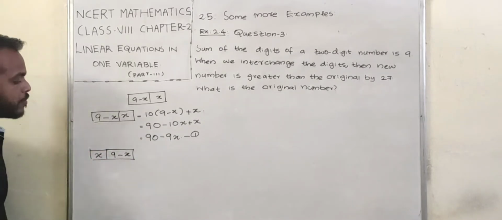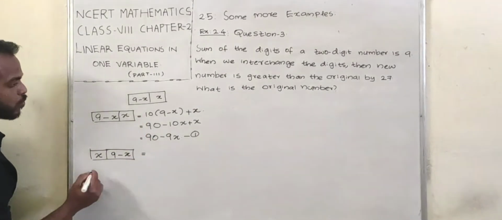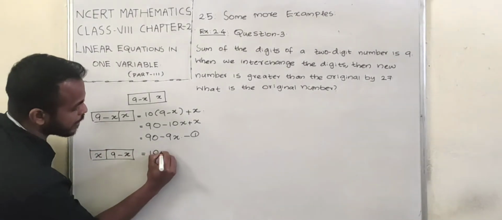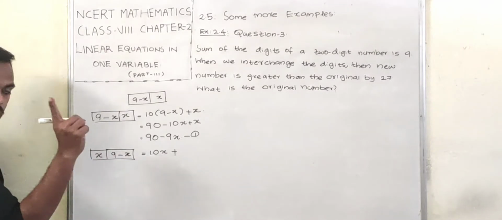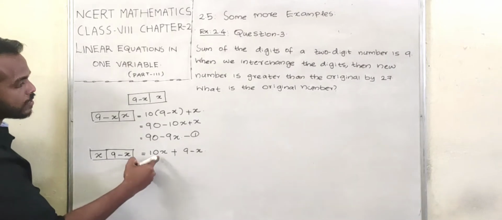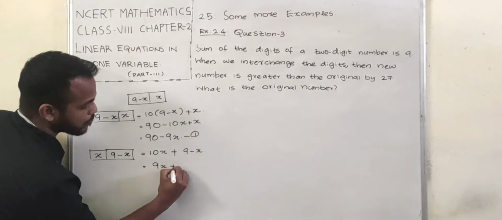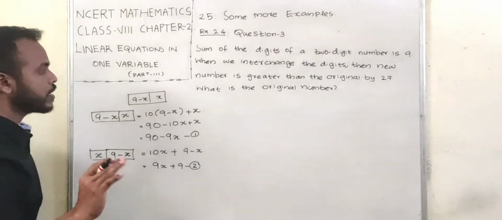What is x and 9 minus x in this way? Or by giving the place value, what you will get? Place value of x is 10, so this is 10x plus, what is the place value of 9 minus x? 1. So 9 minus x itself. We can simplify this one. 10x minus x is 9x plus 9. So let this be our equation number 2.